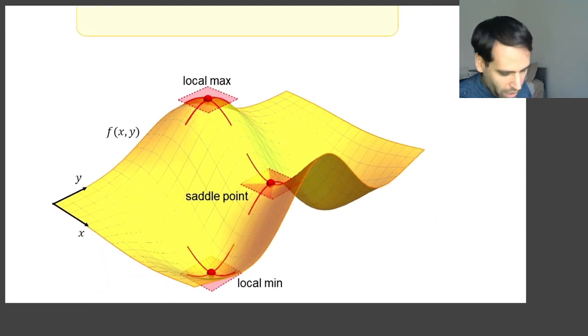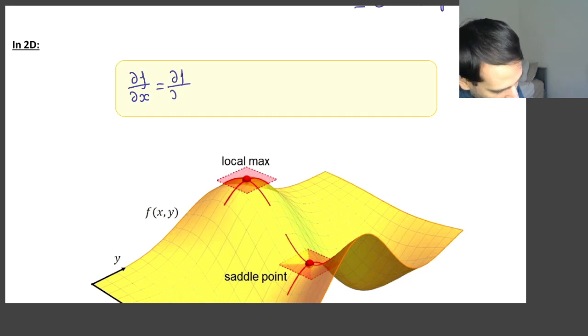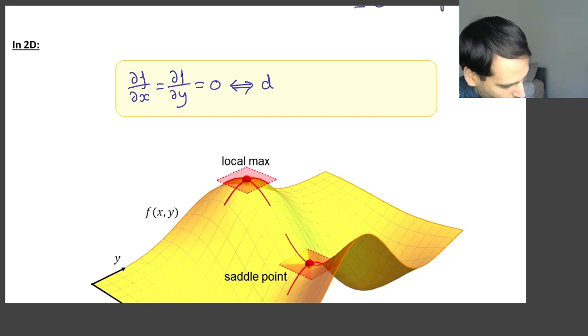Beware that it will also happen for this third type of point called a saddle point, which is a special case of stationary point. But we can conclude that when the partial derivative of f with respect to x and the partial derivative of f with respect to y are both equal to 0, then this is a stationary point, okay? Another way of saying this is to say that the total differential df is equal to 0, okay?